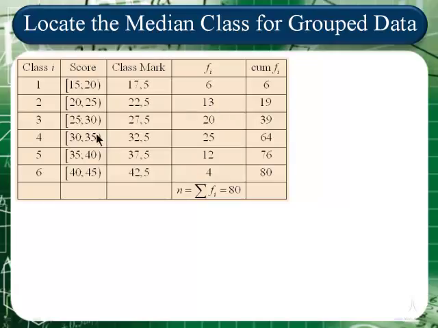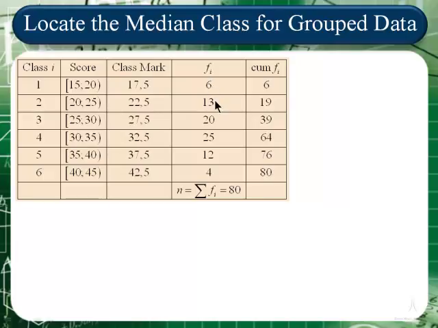We now focus on the location of the median class for group data. Now in the grade 10 curriculum, you only need to determine the location of the median class. There are actually ways that we can find the actual median as well for group data. In order to achieve this, if we go back to the example where we have the class marks for 80 learners, then we complete what we call a cumulative frequency column. So all we do is we accumulate the frequencies.